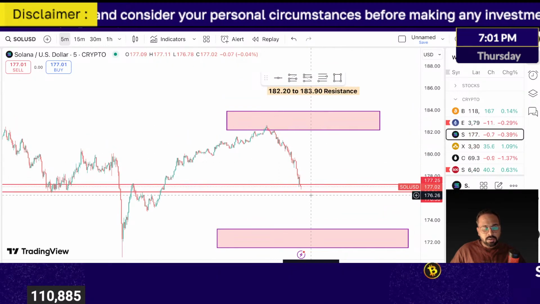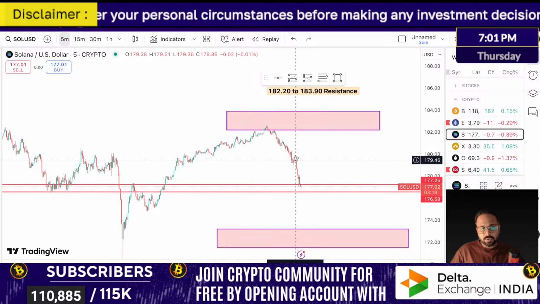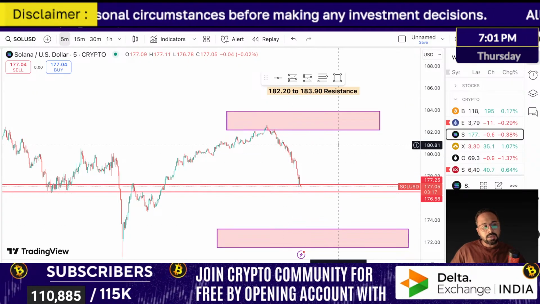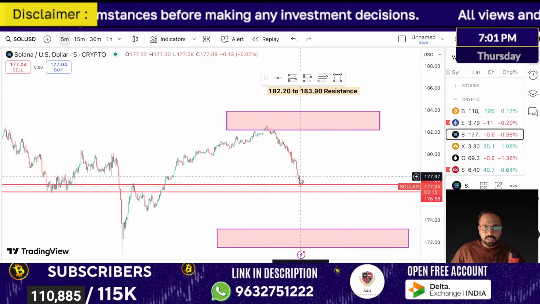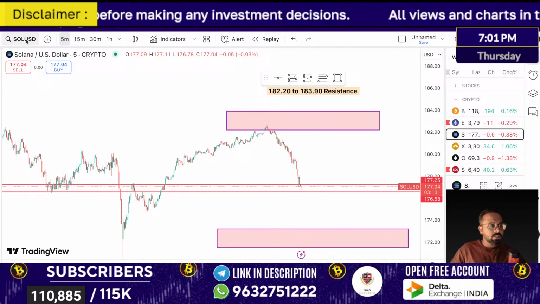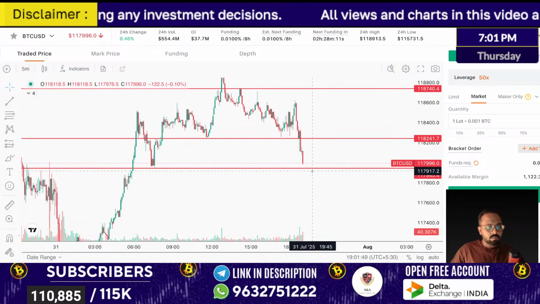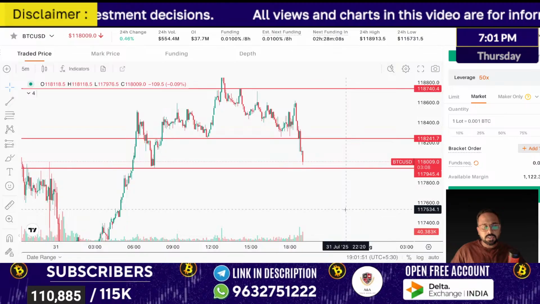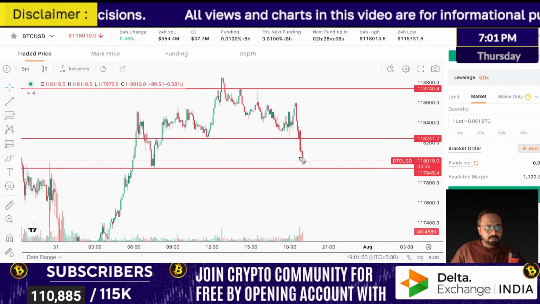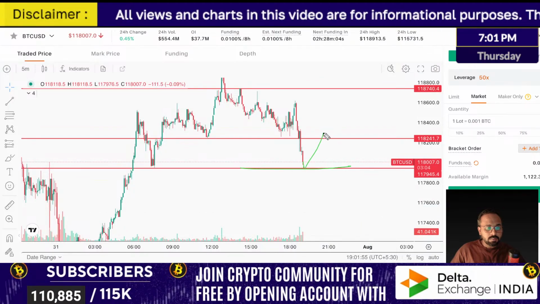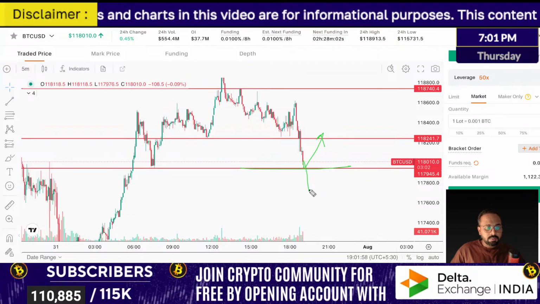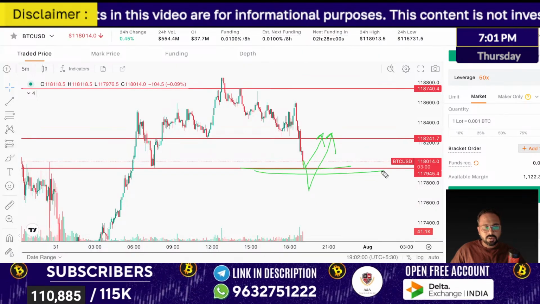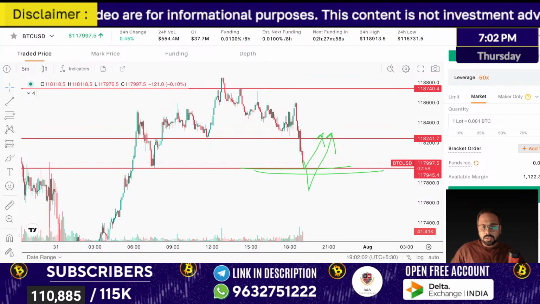Whoever has entered the Solana trade based on the risk reward I shared, I think it is better that you trail your stop loss to max. In BTC also, the situation is somewhat similar. Trail your stop loss as much as possible, because sometimes market can take support here and bounce back, or it can give a fake breakdown and bounce back. Okay, you're getting the point, right?